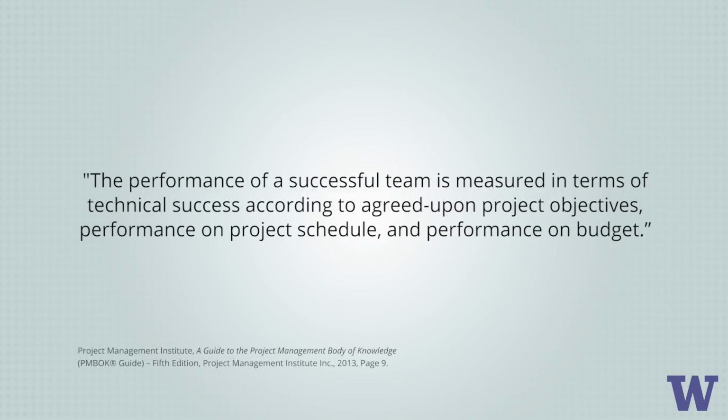The PMBOK guide defines the performance of a successful team as follows. The performance of a successful team is measured in terms of technical success according to agreed upon project objectives, performance on project schedule, and performance on budget. It also tells us how these high-performing teams can be developed.